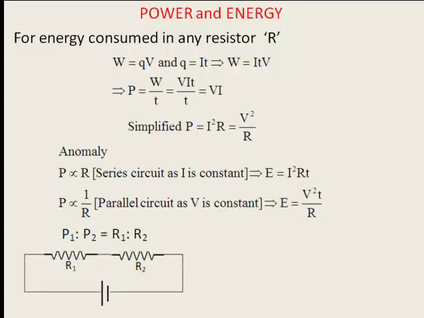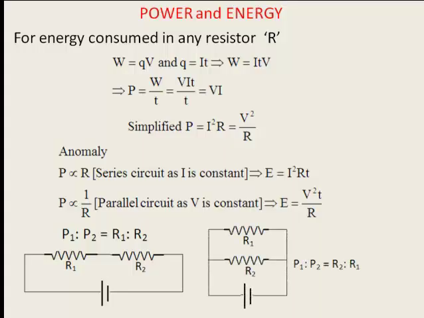There are two circuits which you can see. In the series circuit, the power in 1 is to power in 2 will be R1 is to R2 because series circuit has the same current. However, whenever the circuit is in parallel, you can see the power will be in the reciprocal ratio of the resistances. So this is about the power in the circuits.